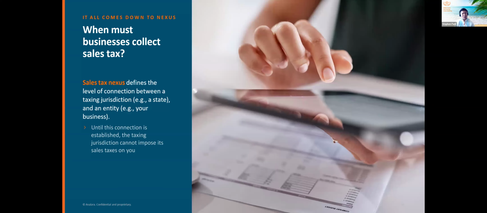There's a definition there on the screen for you, but essentially how I view it is it's a status with the state, it's a flag to a state. If you trigger Nexus and identify yourself as having Nexus, what you're telling the state is, hey, I do enough transactions or I do enough sales in your state to have to pay sales tax. And so you're raising that flag and letting them know this is what's happening.